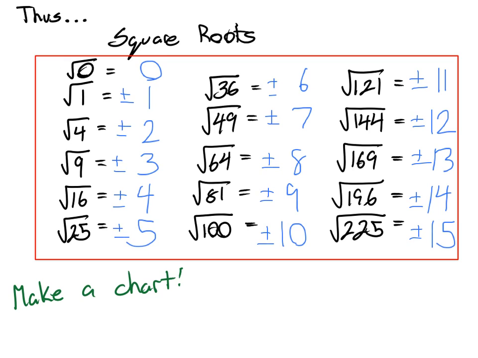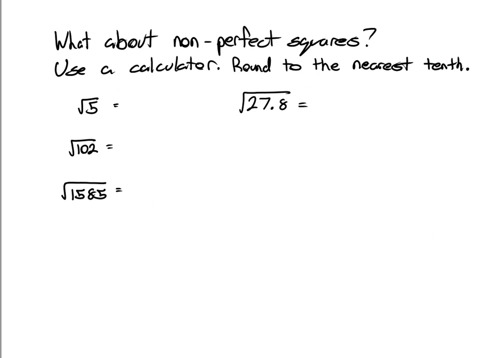So this is what we need to see. A lovely poster of this, including the pluses or minuses. Always welcome. All right, we also need to consider non-perfect squares. We know 25 and 16, 36, 49, 64, 81. All those are perfect squares, but what about non-perfect squares? What if I asked you what the square root of 5 is, or 102, or 1,585, or 27.8? Well, for those, for now, we're going to be using a calculator to help us solve these.